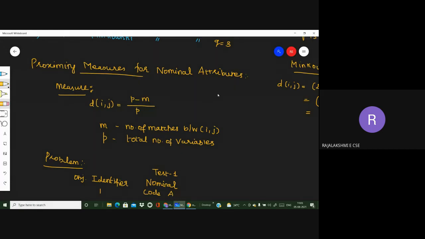Fine. Okay, the next is actually proximity measures for the nominal. What do you mean by nominal? Come on, tell me. Nominal has another name. What is it called?